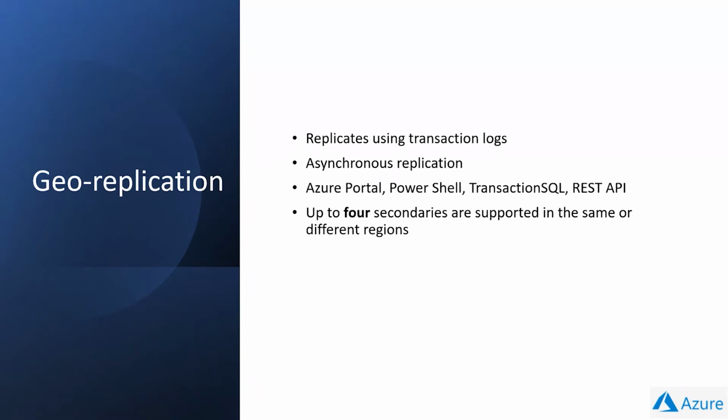Now, Geo-Replication at the end of the day replicates using transaction logs. This is not transactional replication, which replicates using DML commands like insert, update, or delete. This is just by the transaction logs. And as I mentioned, we do asynchronous replication. Asynchronous replication means that transactions are committed to the primary database before they are replicated to the secondary database.